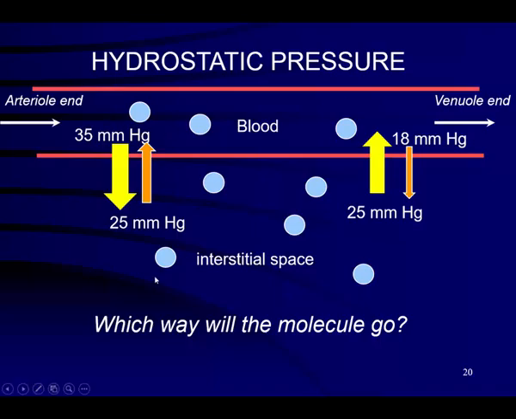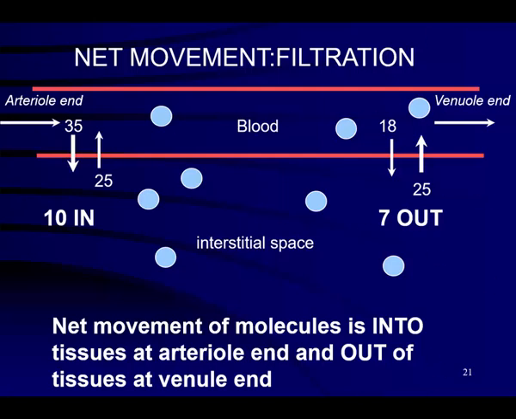Nutrients will be pushed out here, and waste can be pushed back into the capillary here at the venule end. So the net movement is out of the capillary, into the tissues, at the arterial end, and into the capillary, out of the tissues, at the venule end.